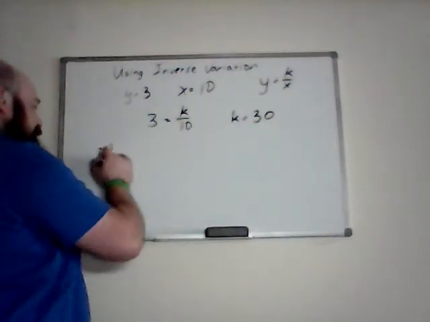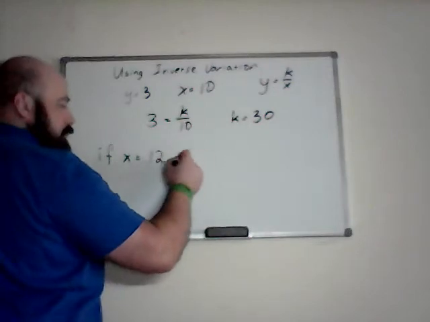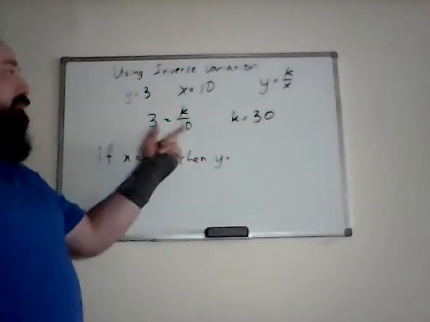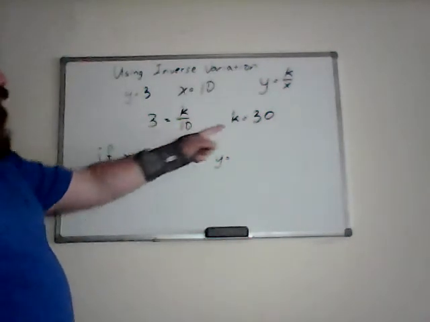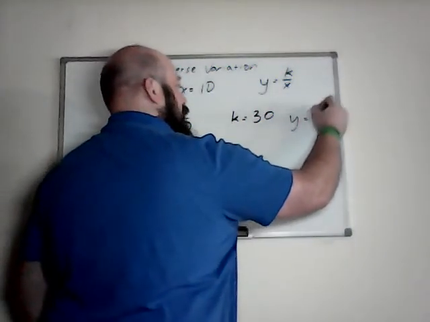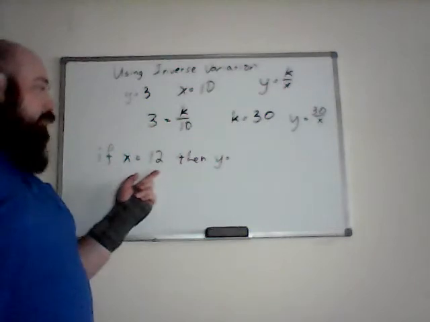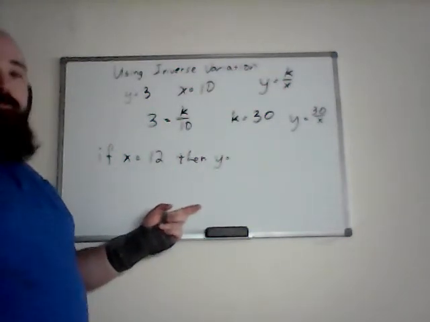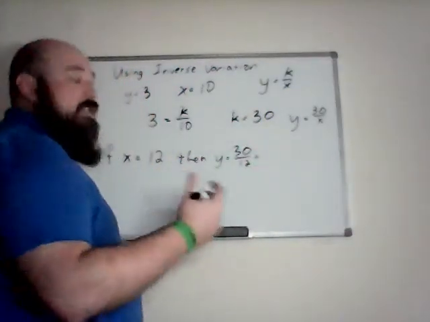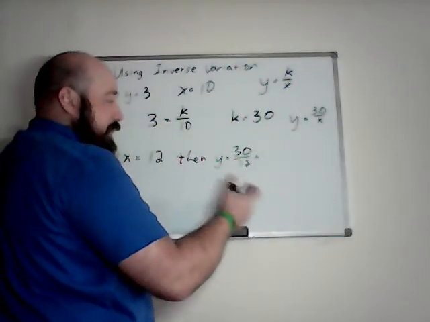So if x equals 12, then what does y equal? Okay, well, we have to write the equation of this first. Well, that's simple. We've identified the k, so now we know the equation is going to be y equals 30 over x. So again, I asked the question, if x equals 12, then what does y equal? So we can say it's equal to 30 over 12, but we have to remember that needs to be simplified, okay? I can't leave this here because it's not in simplified form.